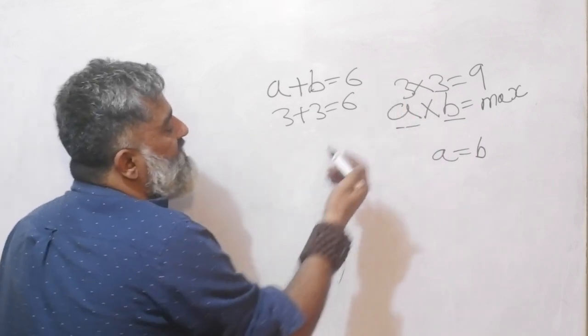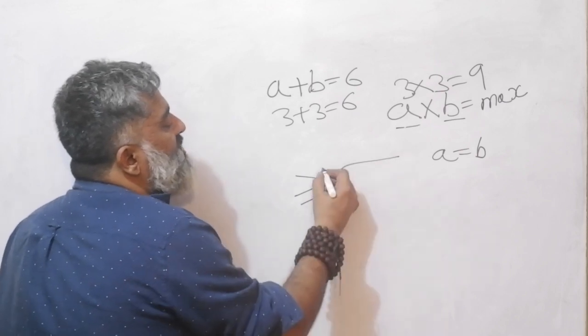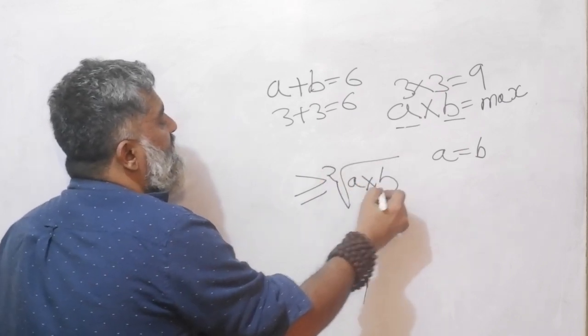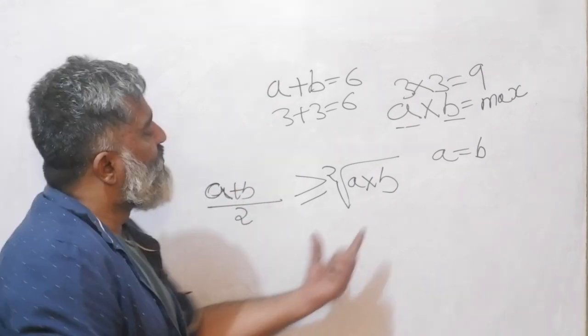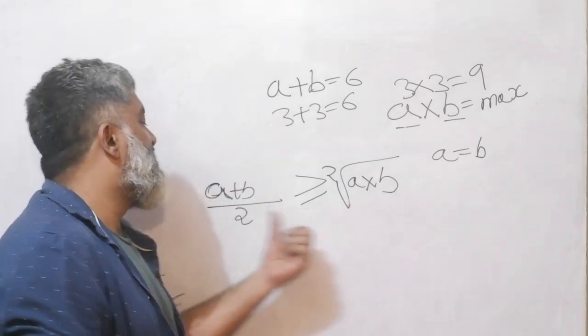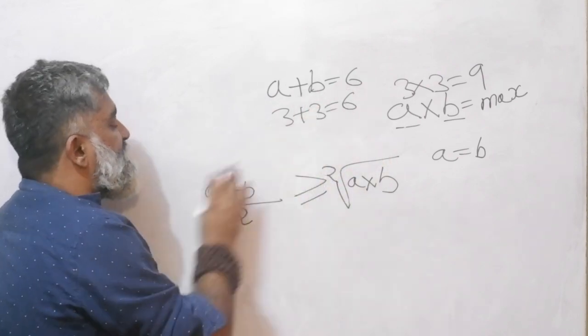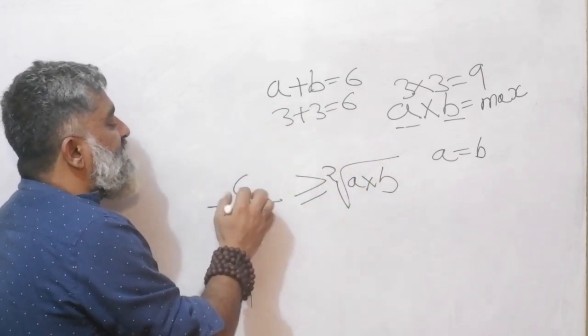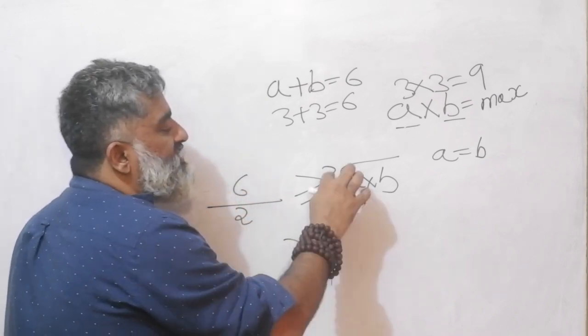Let's confirm this using the AM and GM. Put the greater than or equal to sign in between. The square root of A into B is going to be A plus B by 2. So this is the geometric mean of A and B, and this is the arithmetic mean of A and B. I know the value of A plus B is 6, so 6 by 2 is going to give me a 3, carry the sign, and the square root is still there.